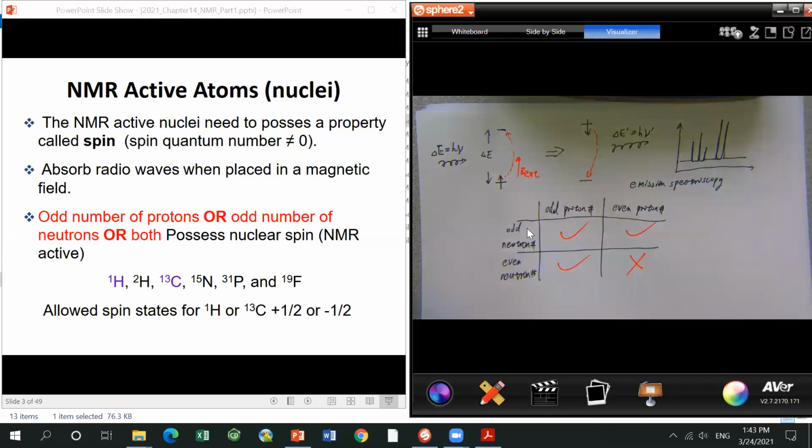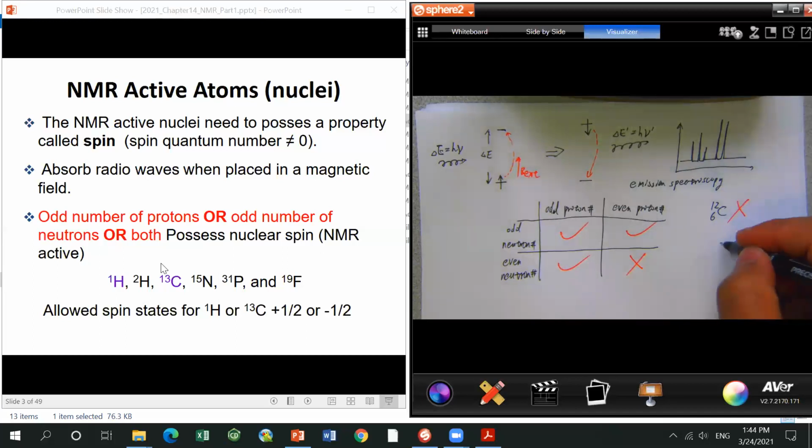Here are some examples of NMR active nuclei, like protons, H1, and deuterium, H2, another isotope of hydrogen, and then carbon 13. Someone asked why not carbon 12. Carbon 12 is the most abundant carbon isotope, but unfortunately both its proton and neutron numbers are even: 6 protons and 6 neutrons. That means carbon 12 is NMR inactive.